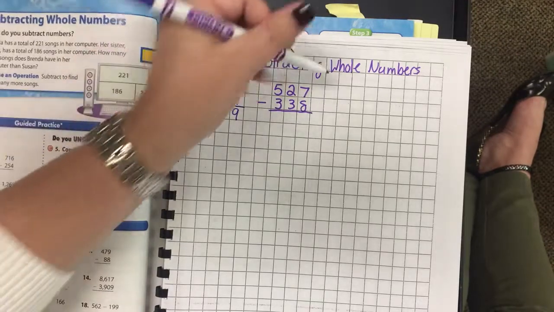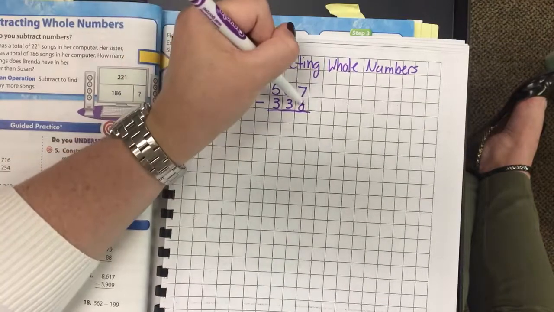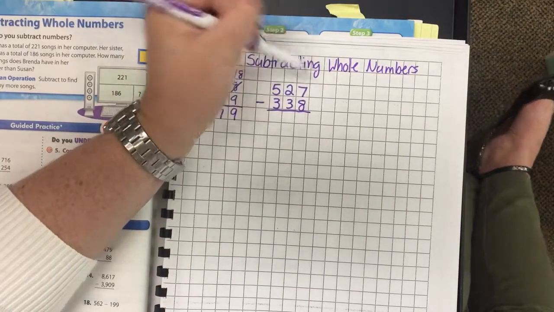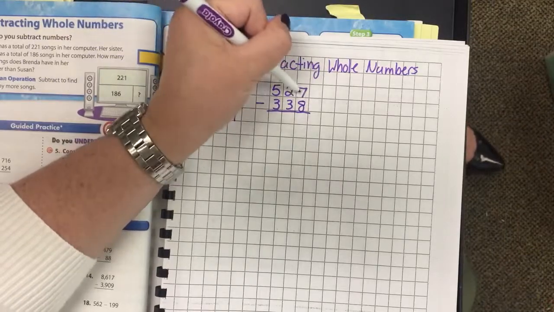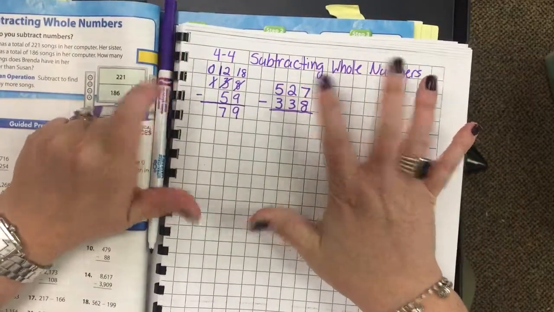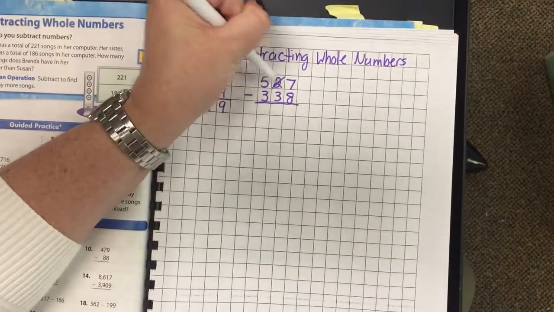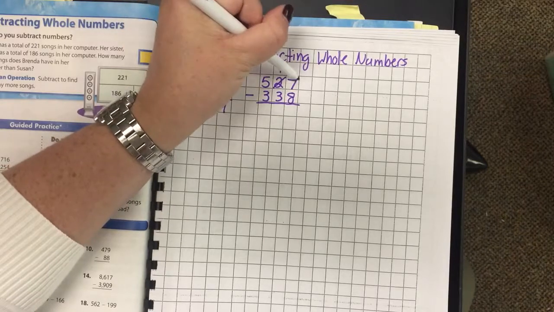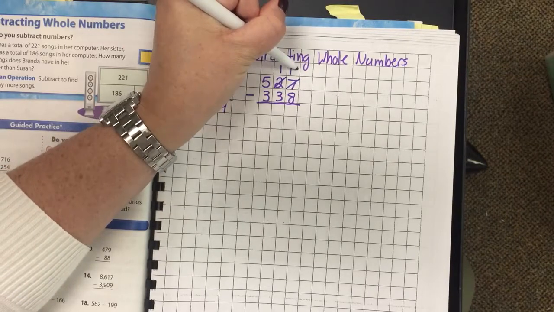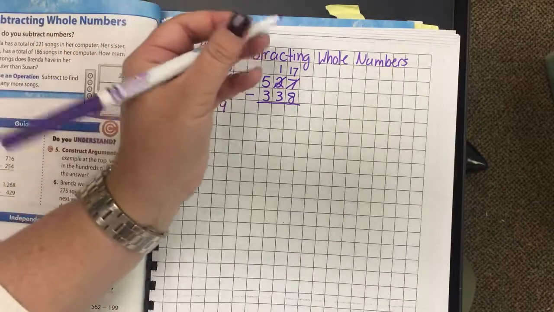More on top or more on the floor? More on the floor. 8 is bigger than 7. If I have 7, can I take 8 away? No. So I have to go and borrow. I cross off that 2, put a 1. Cross off that 7, make it a 17. 17 minus 8?